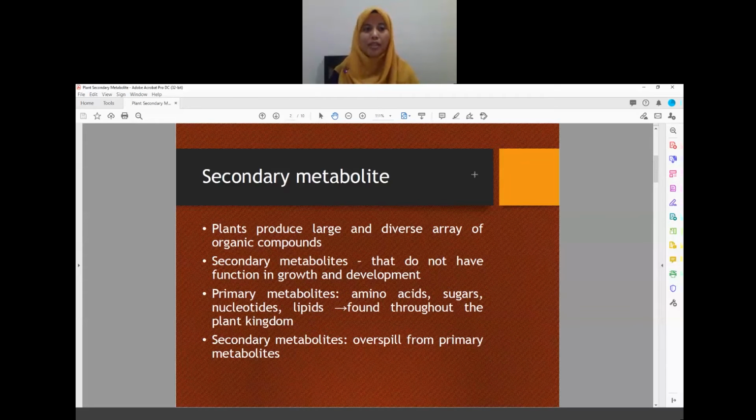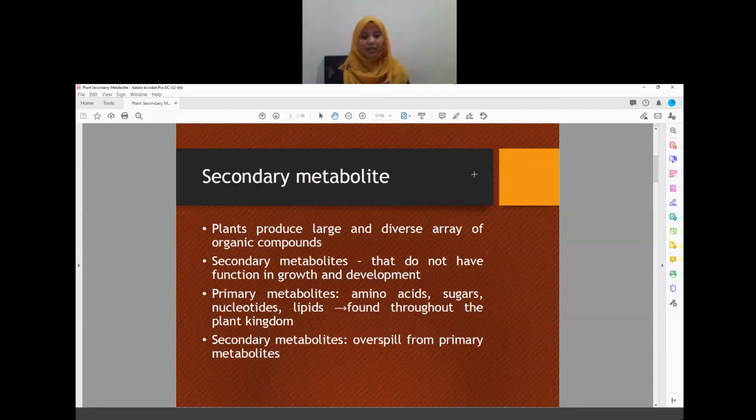Examples of primary metabolites are carbohydrates, proteins, and also lipids. You learned this since first year, but now we are focusing on the plant. So we leave behind the primary metabolites and look at secondary metabolites. Secondary metabolites are the other compounds that do not contribute primarily to plant growth and development.